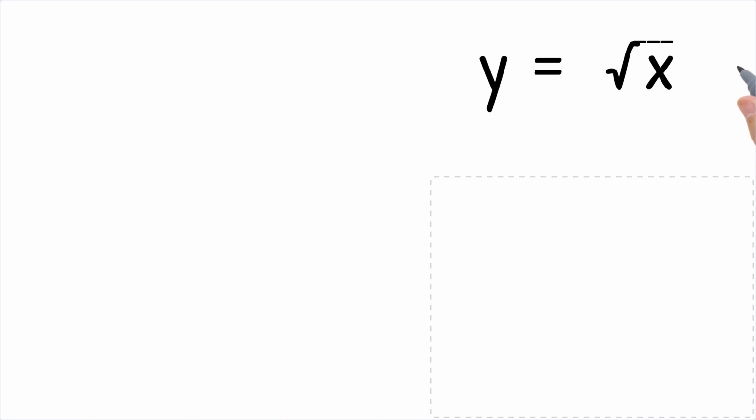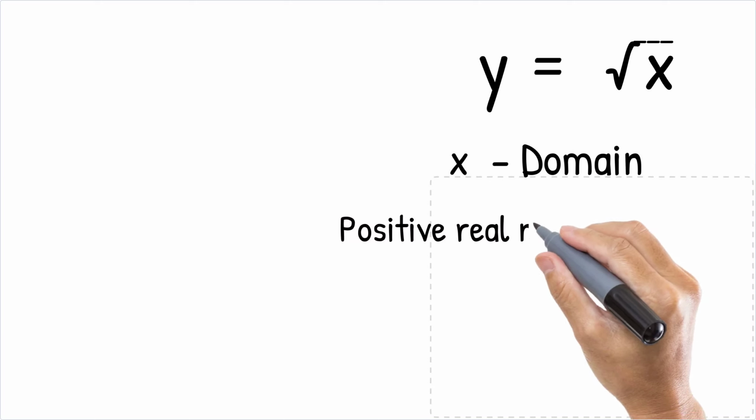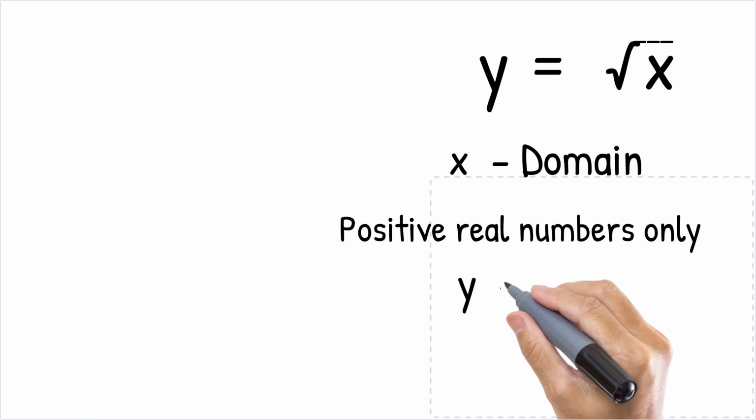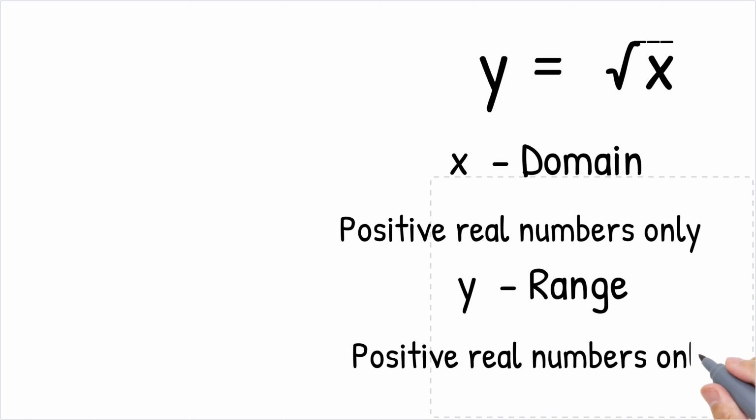Let's consider one more example. The function is y equals square root of x. Domain is all positive real numbers, which the function takes as input, and the range is all the positive values, which the function gives as output.